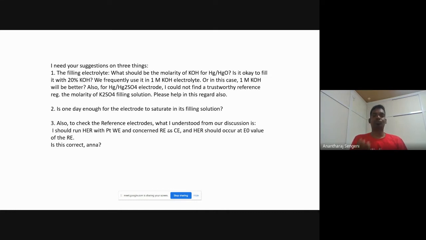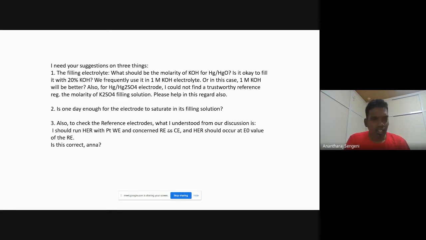So we should always fill saturated K2SO4 inside the Hg2SO4 electrode, because when the concentration of K2SO4 is very low, there is still a possibility that the solvent, which is water in this case, has the ability to dissolve your K2SO4 crystal, which is basically holding your electrode. You can end up losing your reference electrode. So please always fill saturated K2SO4.